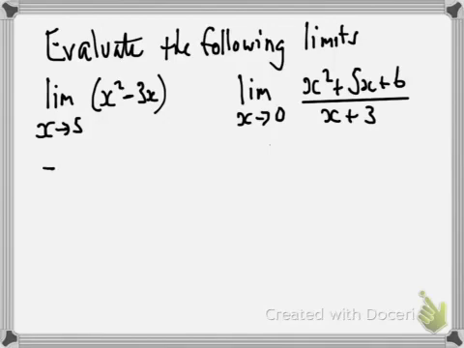If I want to find the limit here of this left-hand one as x approaches 5 of x squared minus 3x, I simply put in the value of x equals 5 into the equation. So I get 5 squared minus 3 times 5, which equals 25 minus 15, which equals 10. So the closer I get to 5, the closer f of x is to 10.